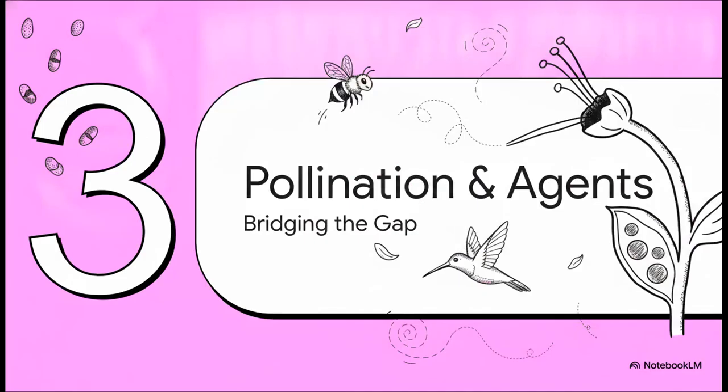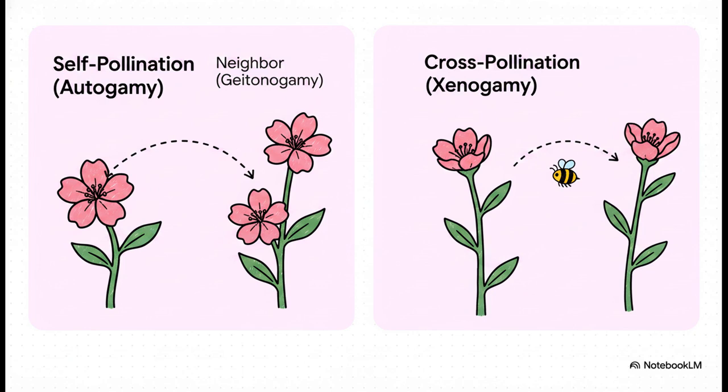Section 3, pollination and its agents. So what does this all mean? The crucial point is, now that we have our male gametes trapped inside pollen grains and our female gamete tucked deep inside the ovary, how do we actually bridge that physical gap between them? Well, that bridge is pollination, and it comes in 3 distinct flavors.